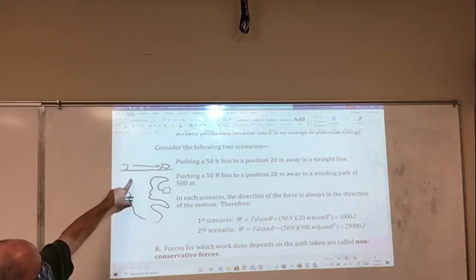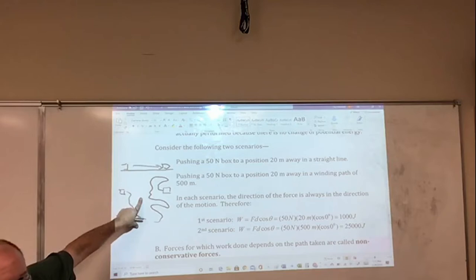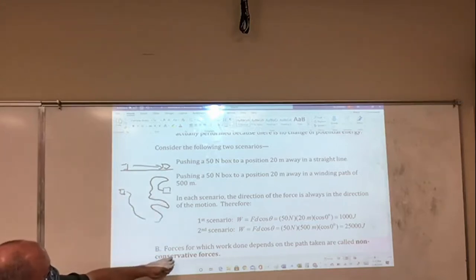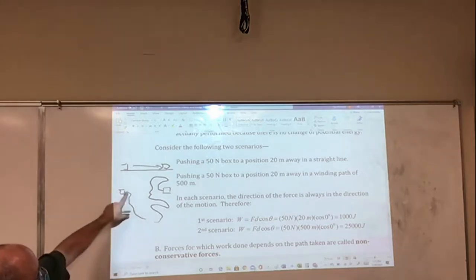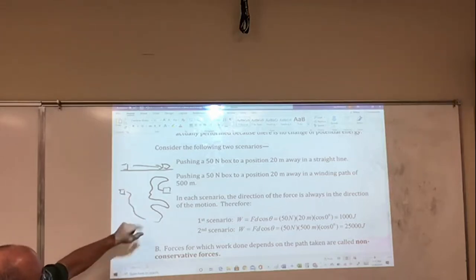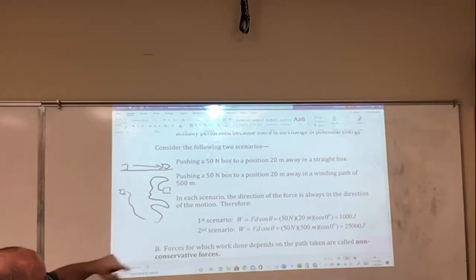Okay? And in this case, the work that I did depends on the path, right? I'm pushing it along a friction surface here, and so when there's a non-conservative force, the path does matter. If there are no non-conservative forces, the path doesn't matter. It's a conservative thing. If the force that I'm using is non-conservative, that it takes energy away from what I'm doing, then it's a path that the direction does matter.